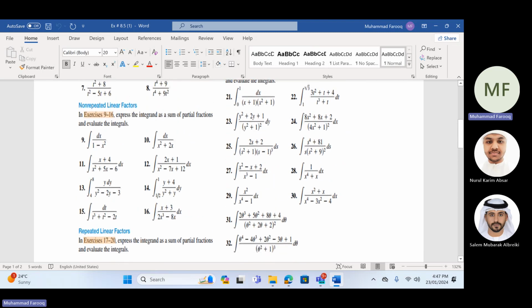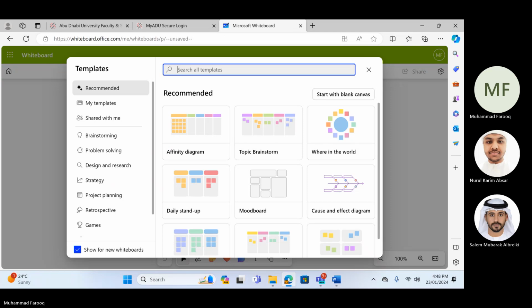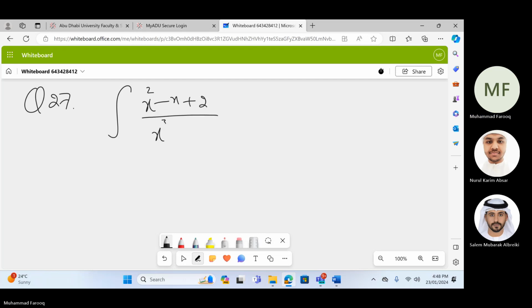Let's start now. Okay, we can go to 27. 27: x squared minus x plus 2 divided by x cubed minus 1. So this is question 27, please.